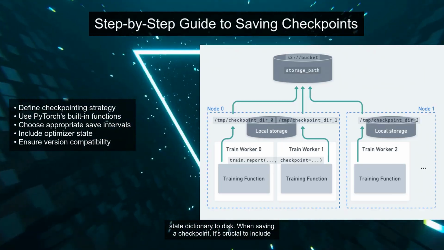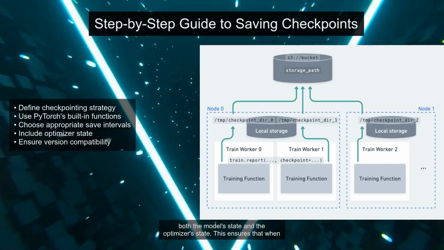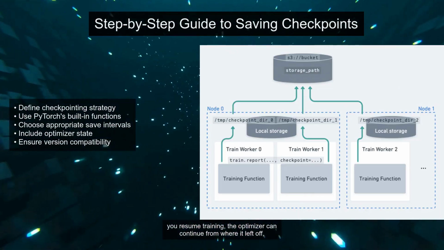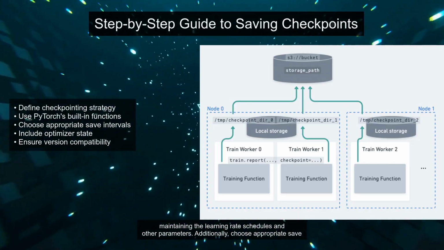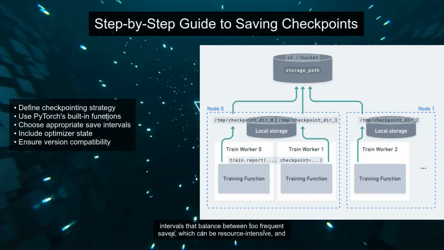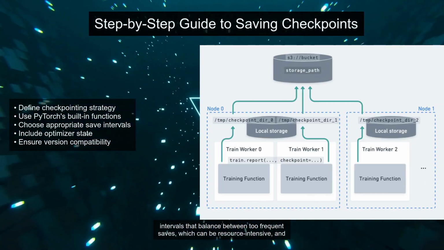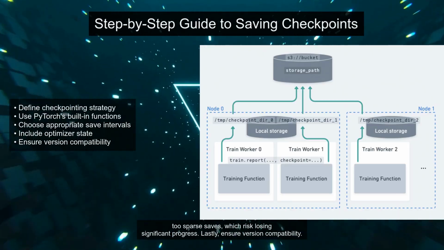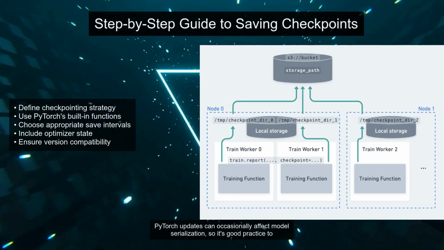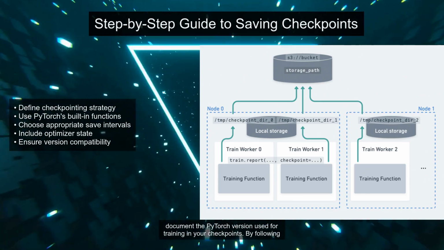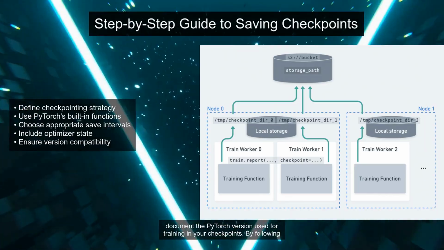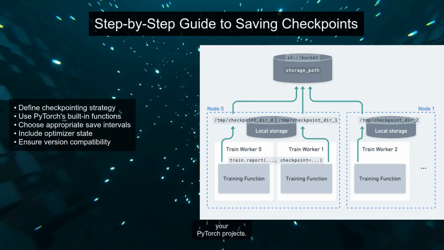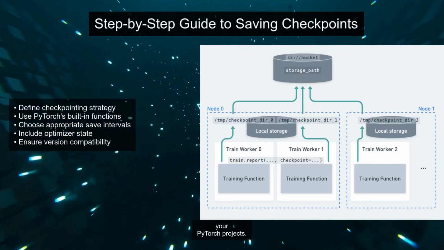When saving a checkpoint, it's crucial to include both the model's state and the optimizer's state. This ensures that when you resume training, the optimizer can continue from where it left off, maintaining the learning rate schedules and other parameters. Additionally, choose appropriate save intervals that balance between too frequent saves, which can be resource-intensive, and too sparse saves, which risk losing significant progress. Lastly, ensure version compatibility. PyTorch updates can occasionally affect model serialization, so it's good practice to document the PyTorch version used for training in your checkpoints. By following these steps, you can maintain an efficient and reliable checkpointing system in your PyTorch projects.